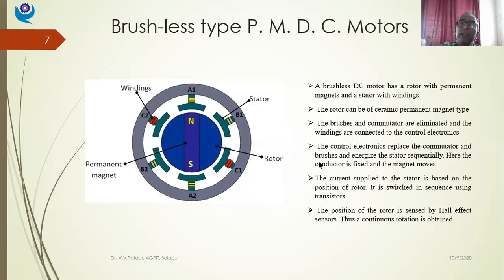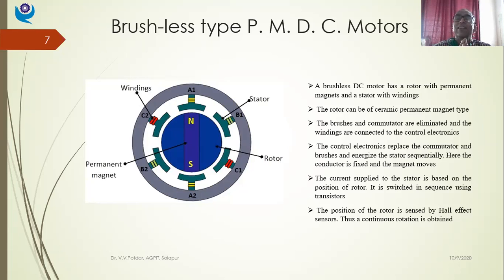The brushless DC motor has a rotor with permanent magnets and a stator with windings. The rotor can be of ceramic permanent magnet type. The brushes and commutator are eliminated, and the windings are connected to the control electronics directly. The control electronics replaces the commutator and brushes and energizes the stator sequentially.